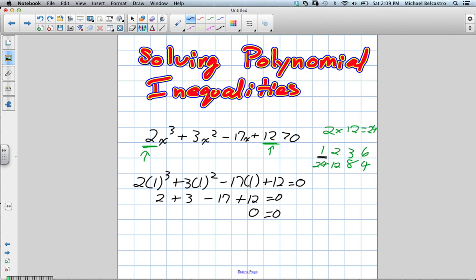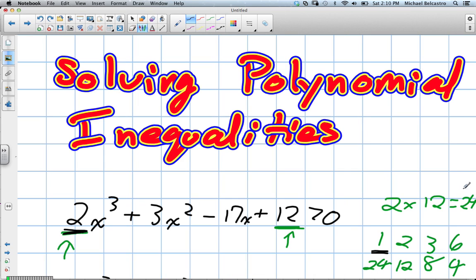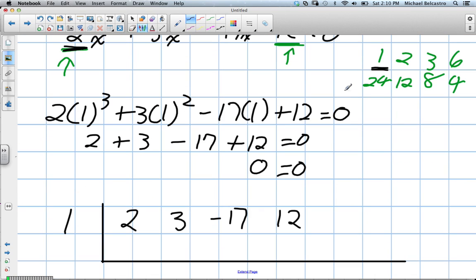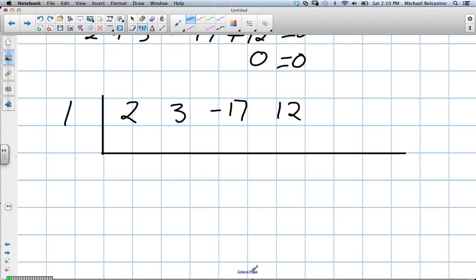So we can use synthetic division if we want to solve this. If our factor is 1, we'll walk through synthetic division together here. We're going to write down the coefficients: we have a 2, we have a 3, we have negative 17, and we have 12. Do you remember how to do this? Okay, let's go through this together. Tell me what the first step is here. Bring the 2 down.